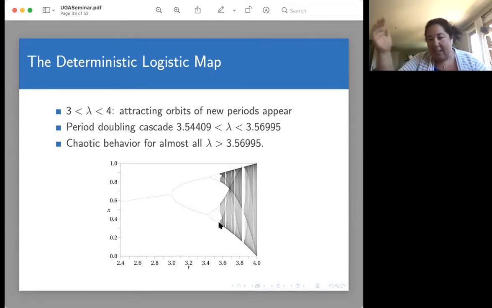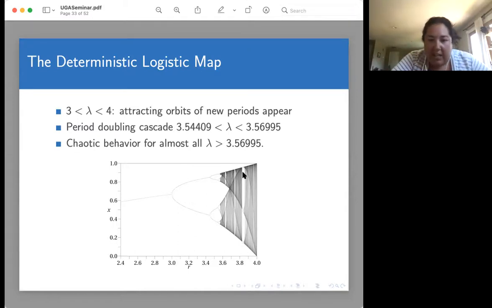And then you can see it's obviously going to have to happen more and more quickly. But I'll see eventually a period 8 orbit, a period 16 orbit. Again, that's that period doubling cascade that I talked about. And so for almost all lambda values bigger than this 3.56 number, we see what is called chaotic behavior. Now, I haven't told you what chaotic behavior is yet, and I will in a minute, but I do want to point out something very special here.